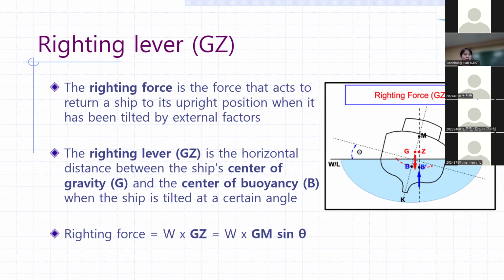And the righting force is calculated by the weight of the ship multiplied by the GZ distance, and it can be replaced by the weight multiplied by the metacentric height and sine theta.